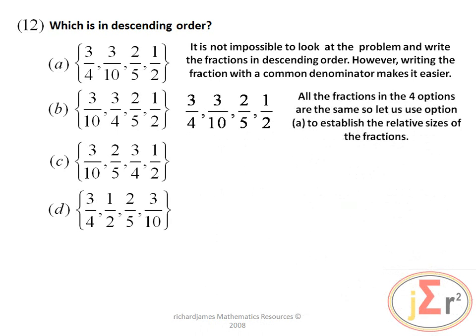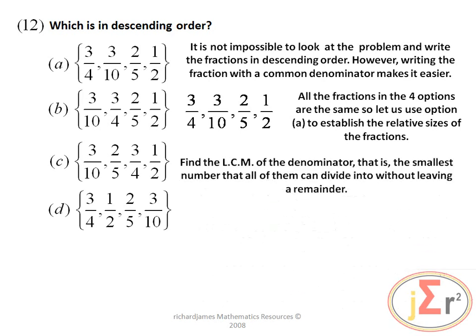So, all the fractions in the 4 options are the same. Because the fractions are the same, we know that whatever values we arrive at in our solution will be the same for the set of fractions that we are using. So find the LCM of the denominators, that is the smallest number that all of them can divide into without leaving a remainder. So the common denominator, or the LCM, is 20.